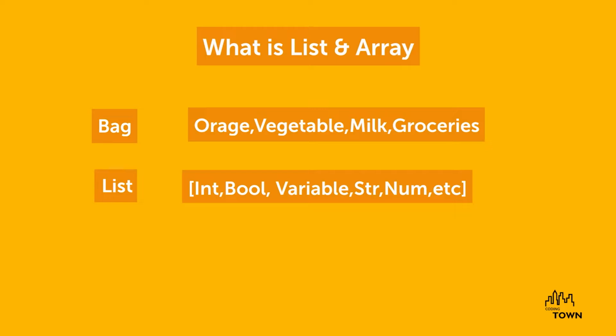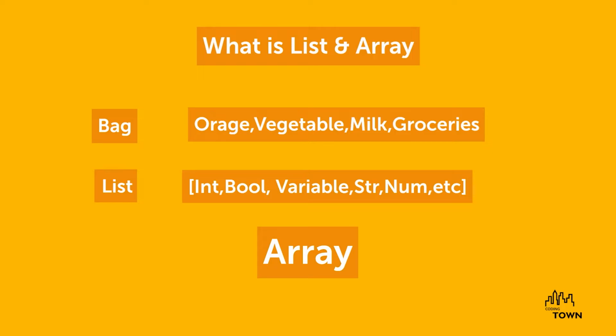Because of type inference, the list will know this is an integer or this is a particular data type. We use a list in order to store multiple values, such as strings, variables, etc. So what is an array then? Basically, the list of items is what we call an array.